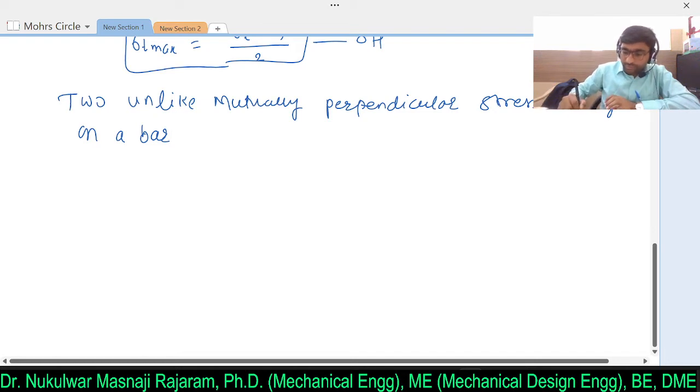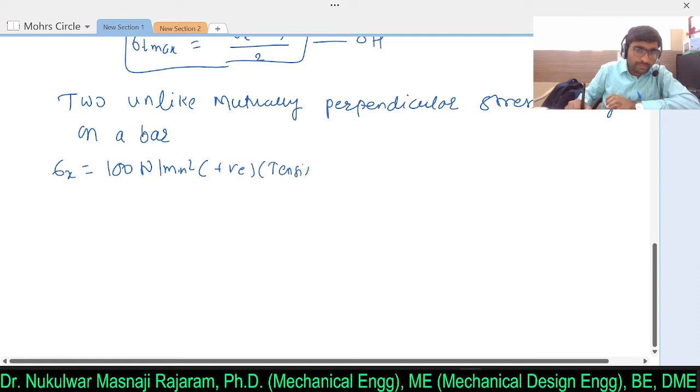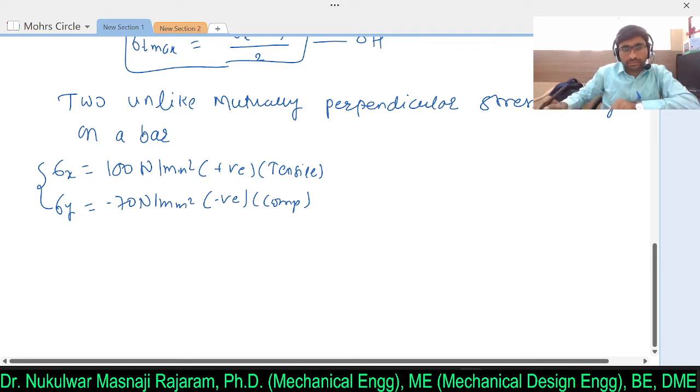So at that time, what will be the procedure? Let's say sigma x is 100 Newton per mm square. It is positive, or we can say it's tensile. And if I consider sigma y, that is minus 70 Newton per mm square, negative, so I can consider this as compressive. Both are unlike forces acting on a bar. Then how to evaluate normal stress, shear stress, principal stresses on an oblique body? Then the procedure will start with the point A.